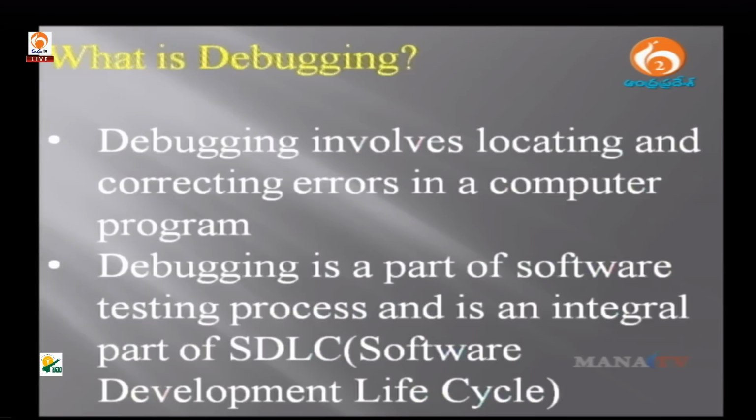Next, what is debugging? A bug is nothing but an error. Debugging means we are making the program error free, rectifying the errors. Debugging involves locating and correcting errors in a computer program or computer application, and debugging is a part of the software testing process, and it is an integral part of SDLC. SDLC means software development life cycle.